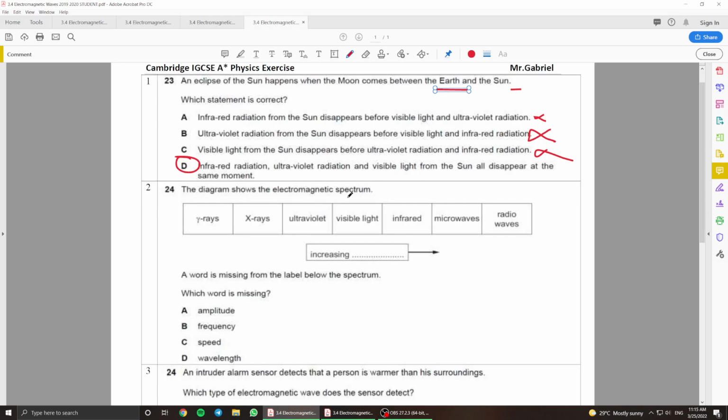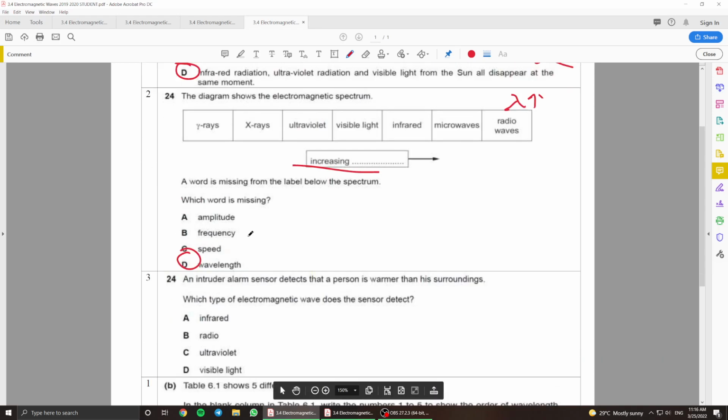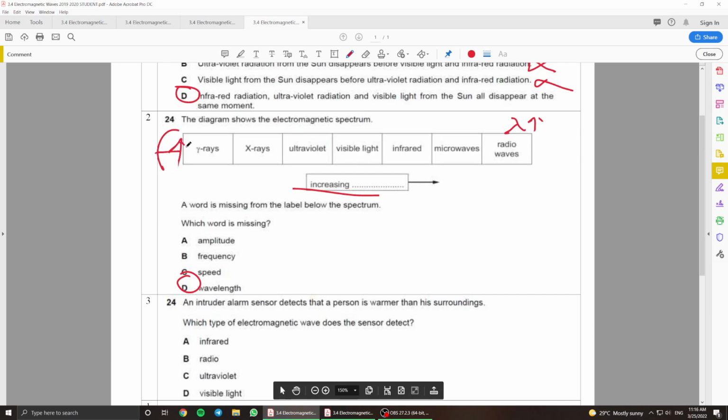Which diagram shows the electromagnetic wave spectrum? Gamma ray, X-ray, ultraviolet, visible light, infrared, and microwaves, radio waves here. This is obviously going to have the greatest wavelength. So it's going to be the increasing wavelength here. This is supposed to have the greatest frequency.